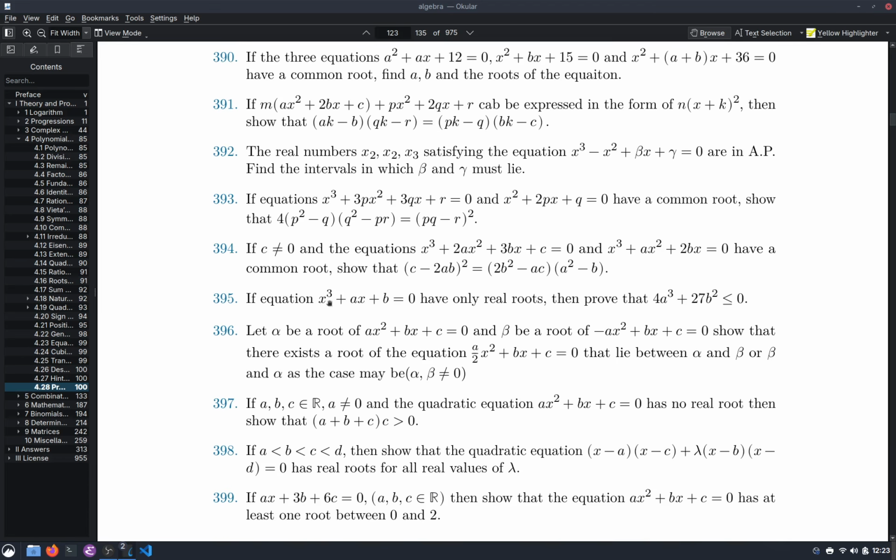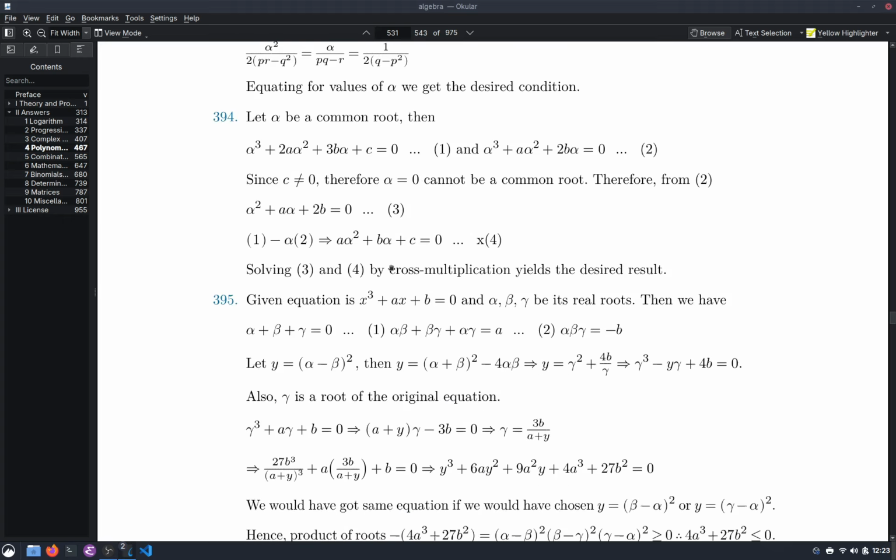Now we move on to question 395. If the equation x cube plus ax plus b is equal to 0 has only real roots, then prove that 4a cube plus 27b square is less than or equal to 0.